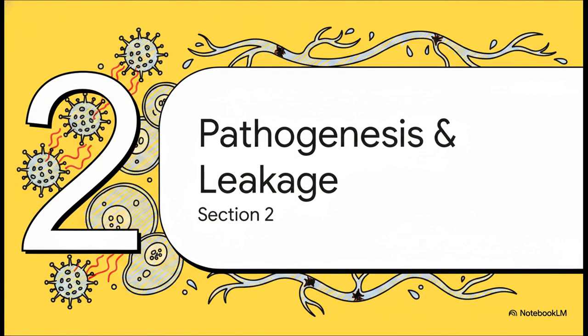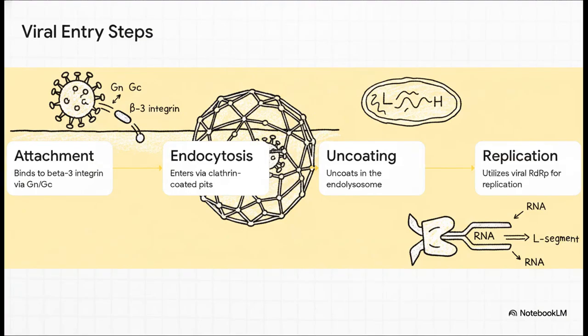Let's keep moving to Section 2, pathogenesis and vascular leakage. So how does it actually break into the cell? Here are the crucial viral entry steps. Step 1, attachment to beta-3 integrins, and it does this using those viral glycoproteins GN and GC. Step 2, endocytosis via clathrin-coated pits. Step 3, uncoating happens right inside the endolysosome. And Step 4, replication kicks off, utilizing that L segment encoded RdRp.